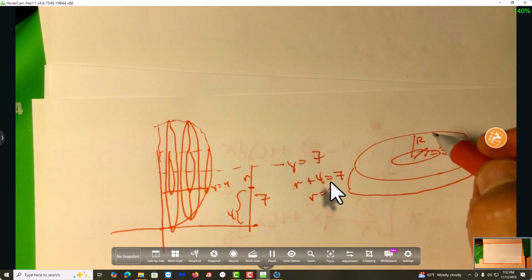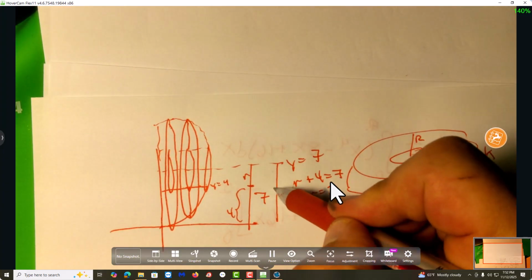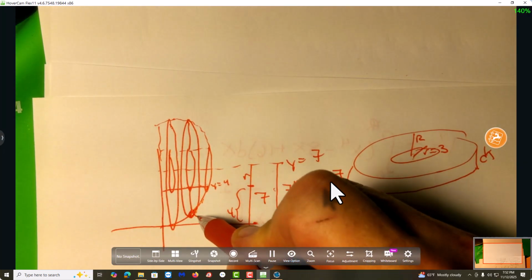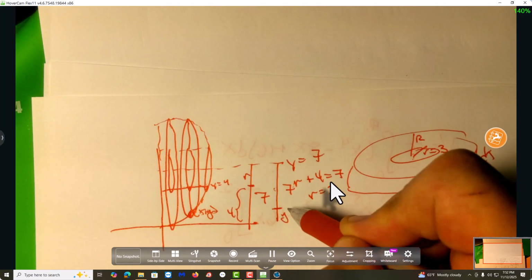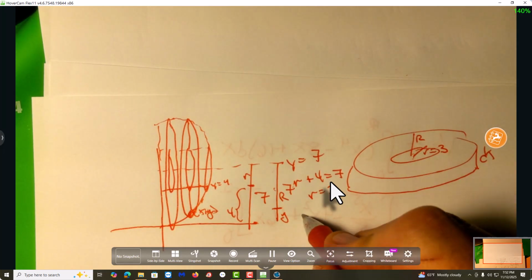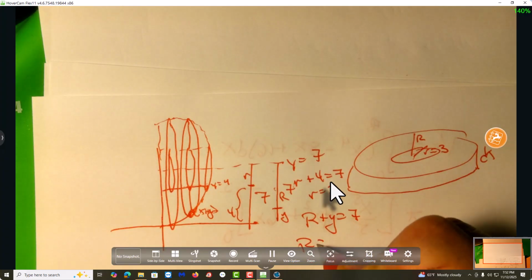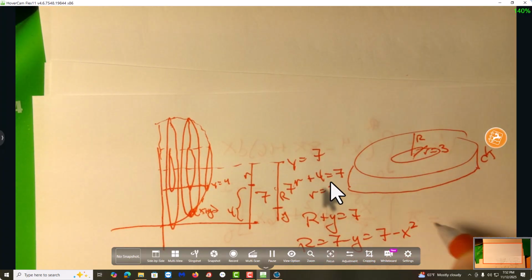But what about the big radius? This whole distance is still 7. Now, we'll take this point right here. That's an x and a y. Like we did before, we come over here. There's y, and there's big R. So big R plus y is 7, so big R is 7 minus y, which is 7 minus x squared.